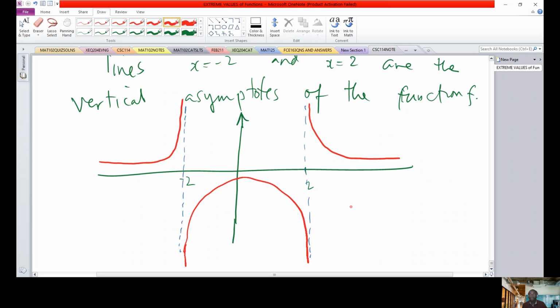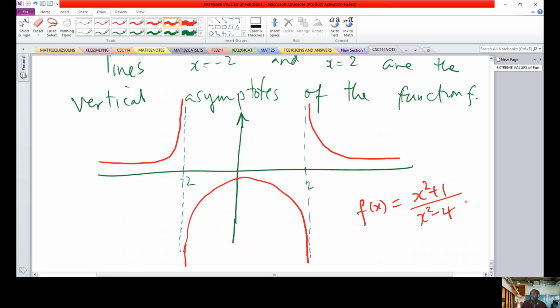So this is the graph of f of x, all these three arms, given by x plus 1 over x squared minus 4. So this is what we have.